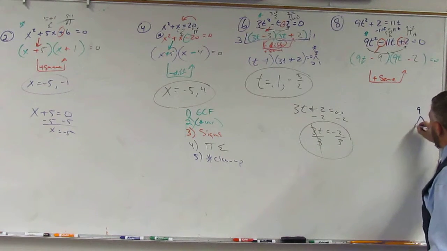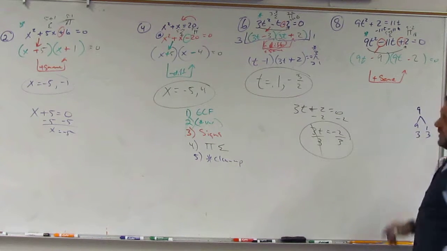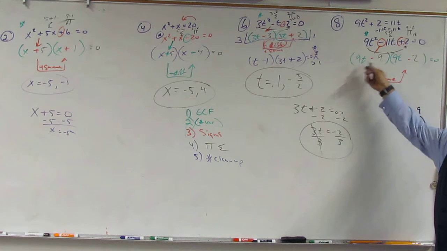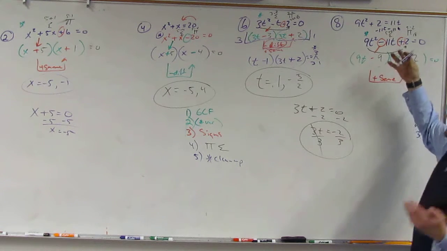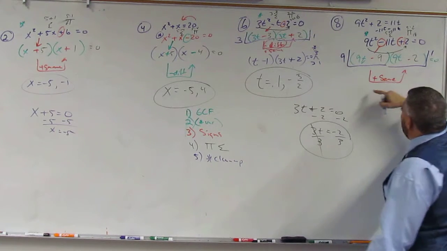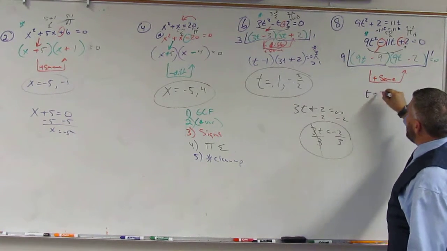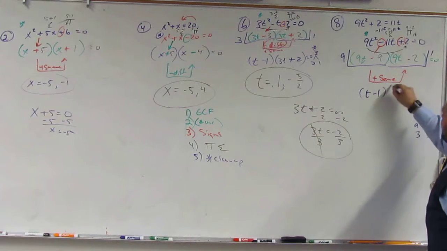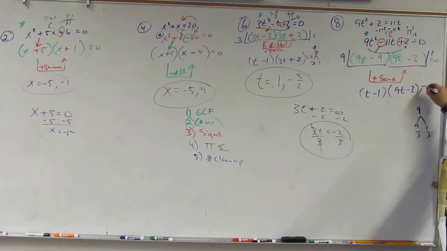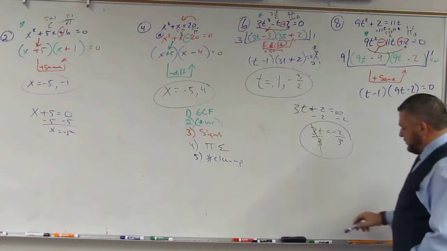We can take out a 9 and a 1 or a 3 and a 3. We have to decide. So we start with 9 and 1. Does 9 go into here and here? Yes. So I get to pull out a 9. That means I'm going to pull out a 1. So this becomes t minus 1. This becomes 9t minus 2 equals 0. And then you solve.